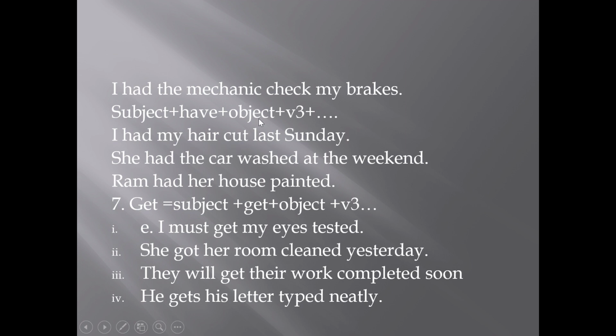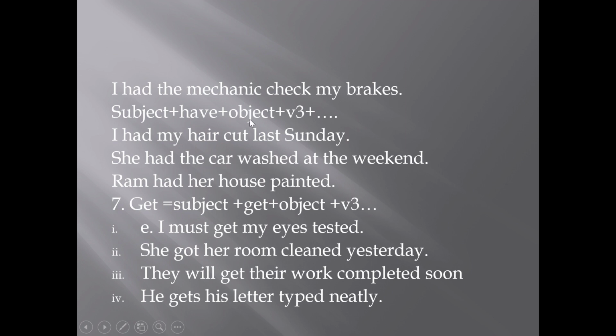Another one, object now. And then see, this is a different structure now. Subject, have, and if there comes an object, right? At that time we use past participle. See, I had my hair, and then there is no agent, there is an object. My hair, this is the object, and then what is the past participle, last week.